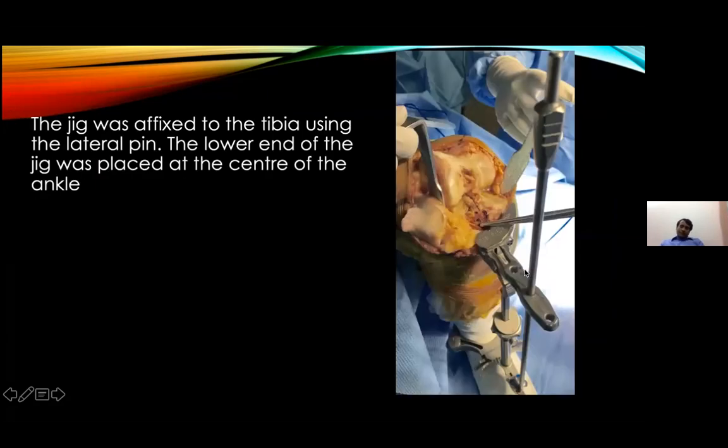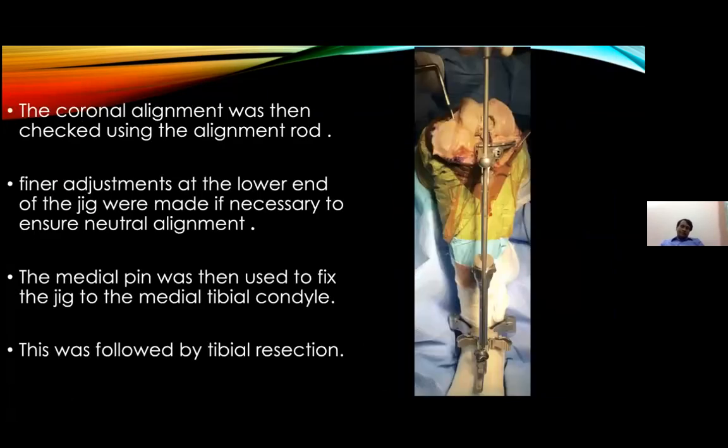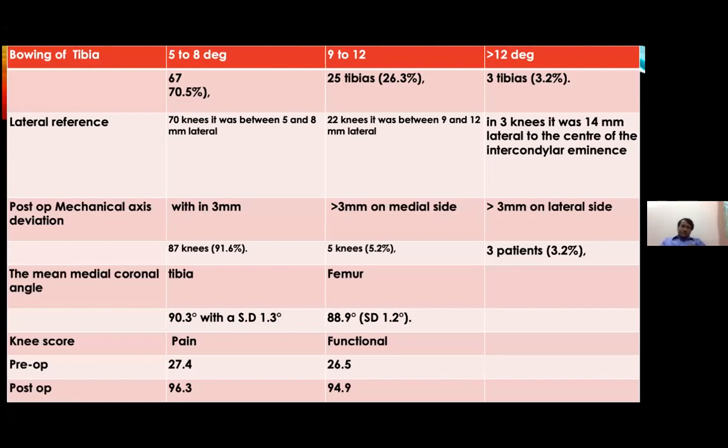Connected, we can put the rod if you want, or you can eyeball it and see where your alignment is. So you can see this is perfectly going to the center. So adjustment we can make, and we can put the other pin. With this, if you cut the tibia, the accuracy of the tibial cut is usually very good.